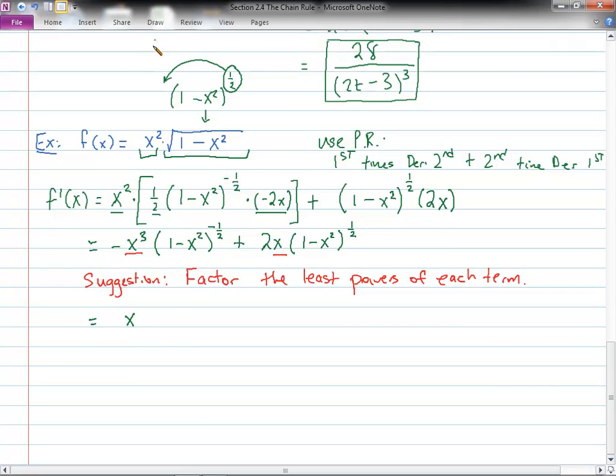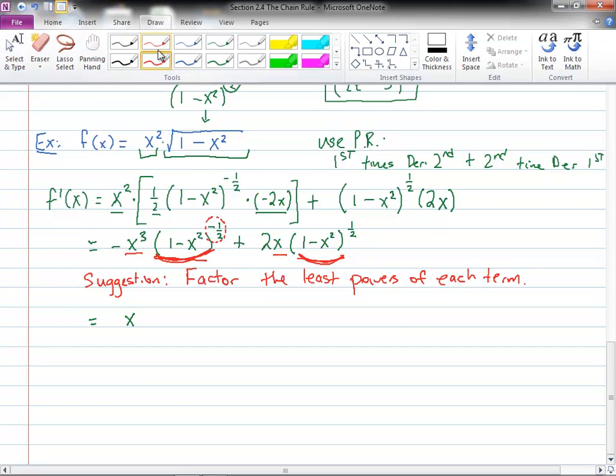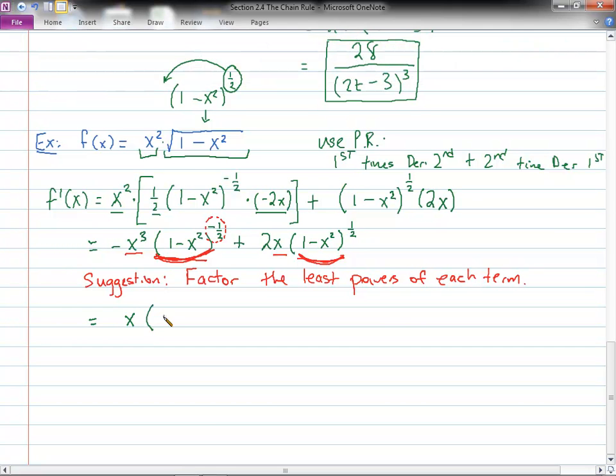Now look at this second term right here, this guy right here, and this guy right here. Which one of those has the least power, the lowest power? It's the negative 1/2. So what I suggest we do is we pull that out. So pull out 1 minus x squared to the negative 1/2. And see what's left behind when you factor those out.